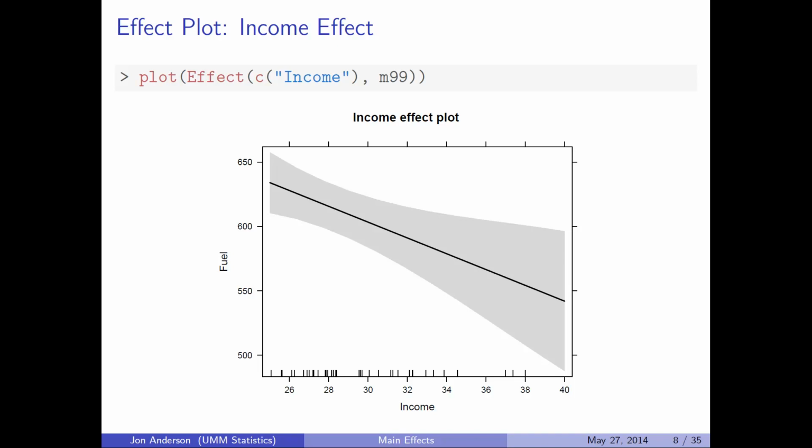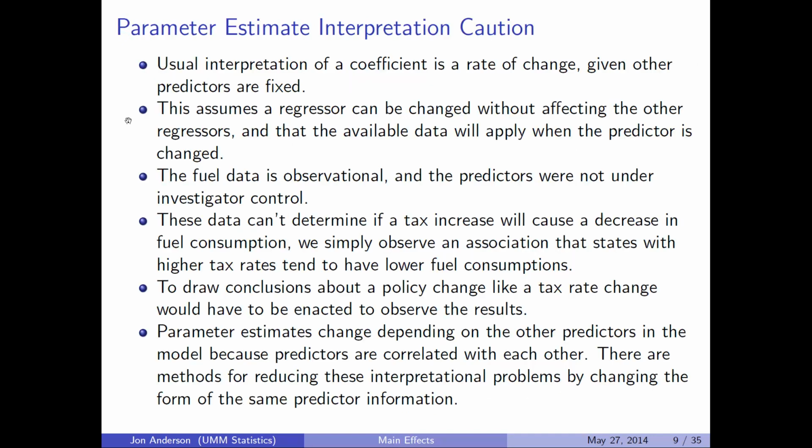Here is the income effect from the effects plot, and you can see a similar sort of thing. As state income increases, we tend to have lower fuel consumption per person. And you can see the shading giving the level of uncertainty in the fuel estimates. So that gives you an overview of how to interpret parameter estimates. So make sure you understand that we're talking about a rate of change given other predictors are held fixed as what a beta hat coefficient means.